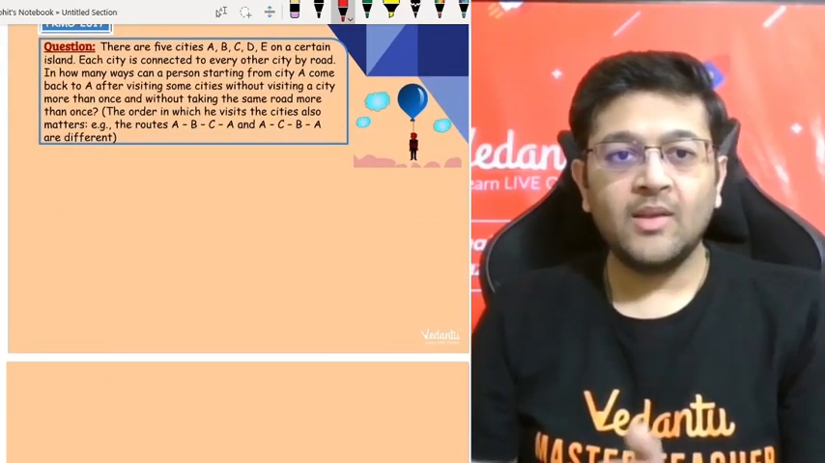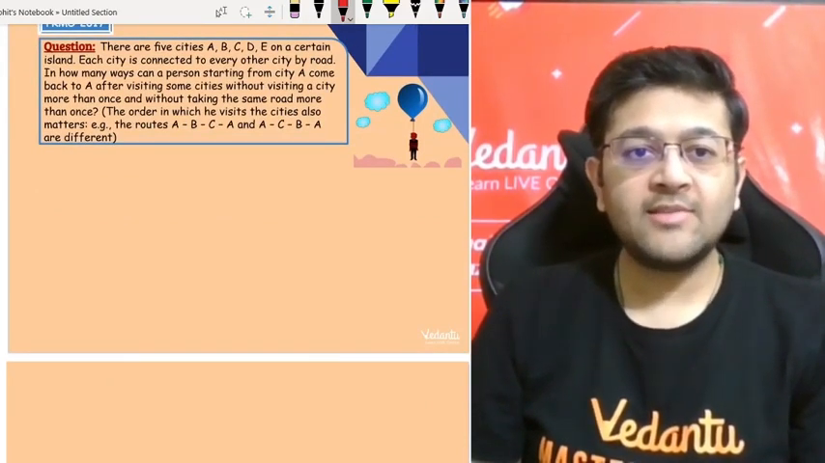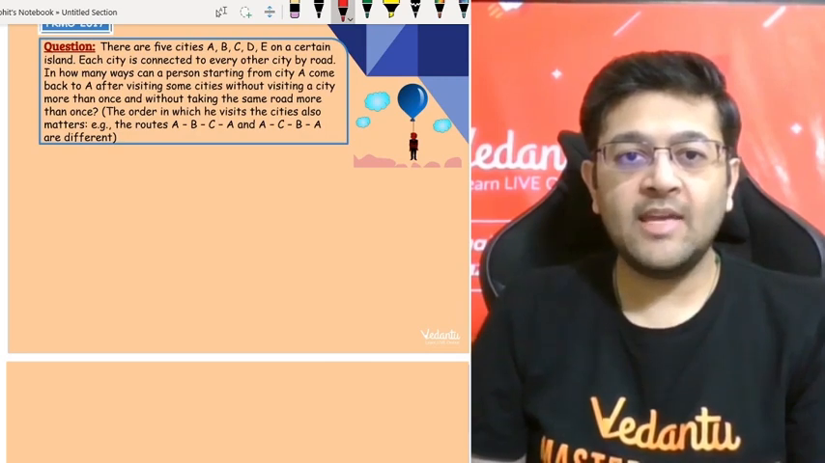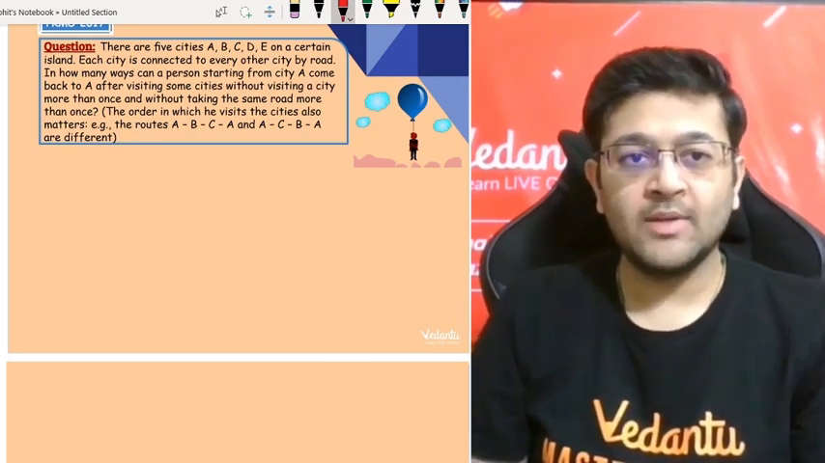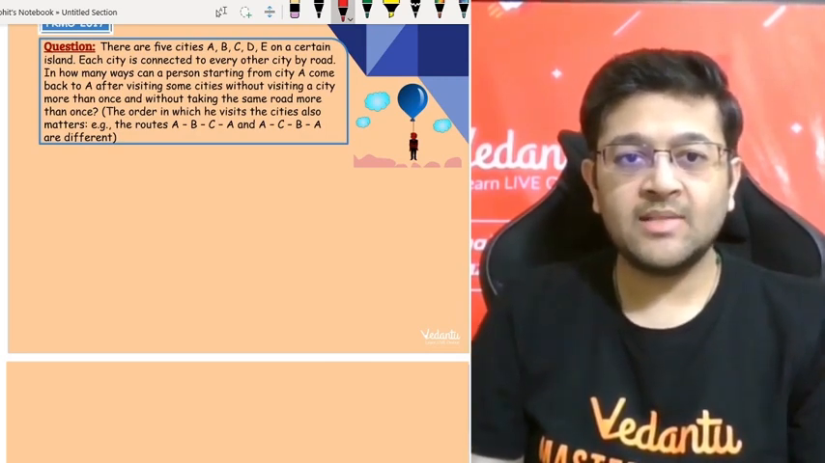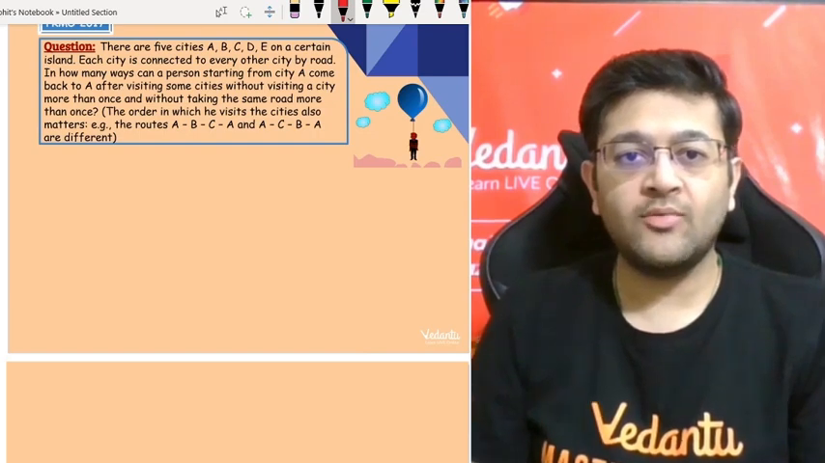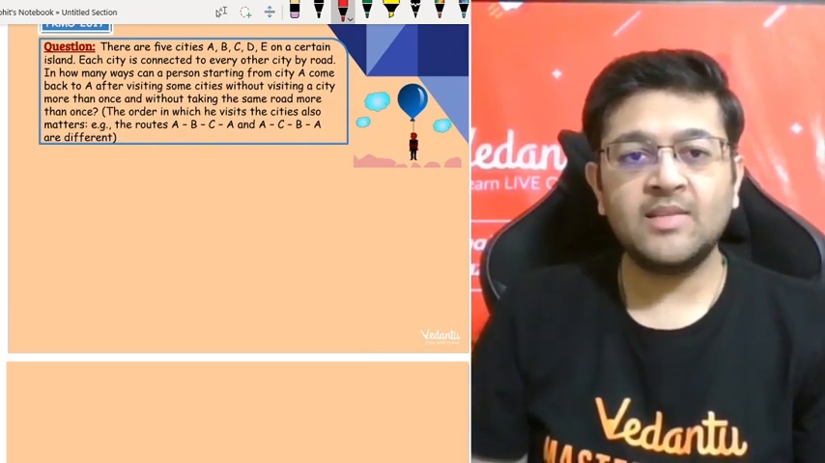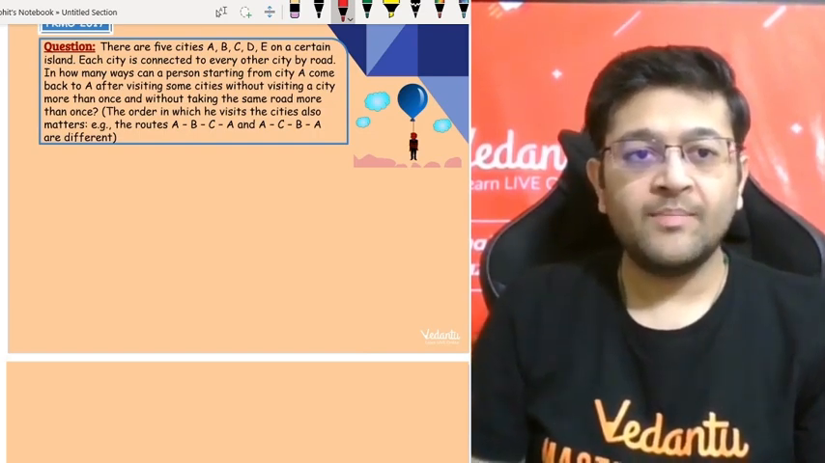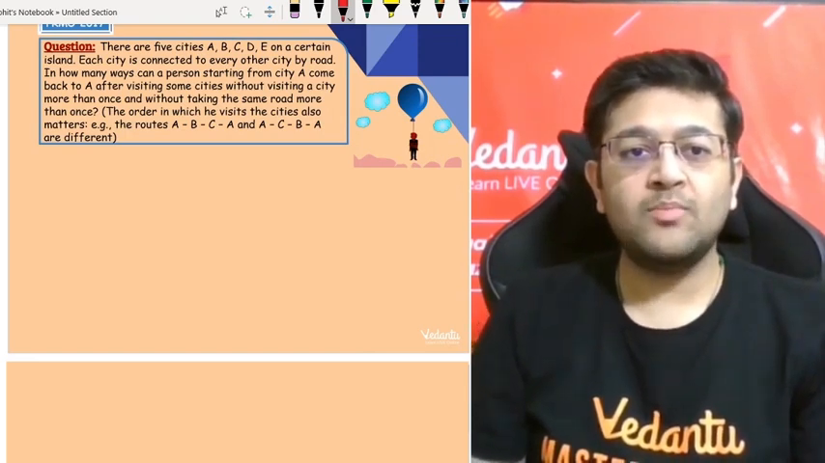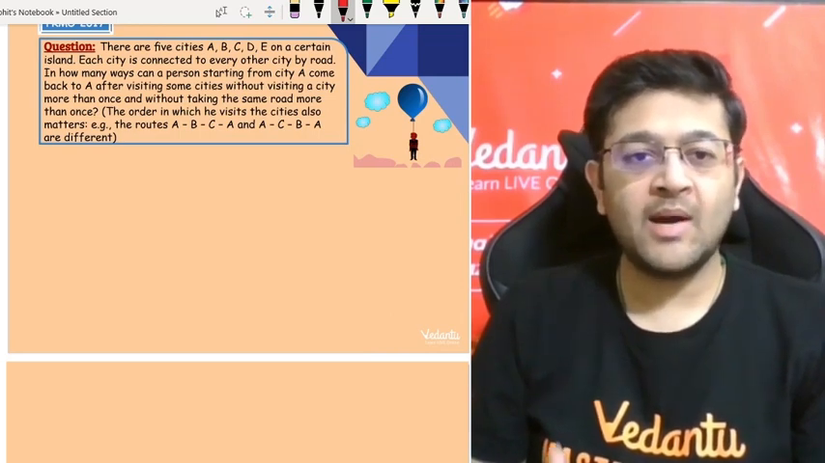Very interesting one. So what is given here? There are 5 cities A, B, C, D and E on a certain island. Each city is connected to every other city by road. In how many ways can a person starting from city A come back to A after visiting some cities without visiting a city more than once? किसी एक शहर में दोबारा नहीं जाना है, right? And without taking the same road more than once. एक रोड पे एक ही बार जाना है.